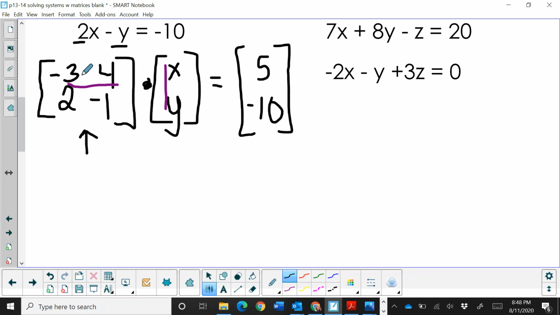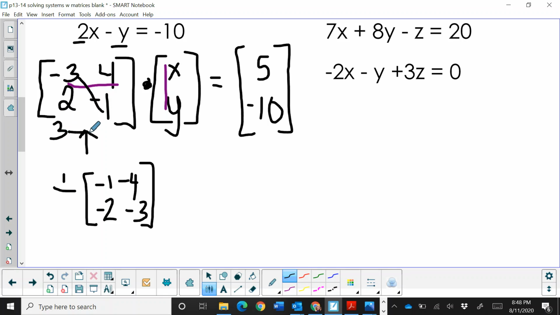So we can find the inverse of a 2 by 2 pretty quickly. Remember, we flip-flop A and D, and we change the signs of B and C. So we can move the -1 to here, the -3 to here, change the sign to -4 and -2. Now, we don't ever want to forget to multiply through by 1 over the determinant. So let's calculate the determinant. This is going to be 3 minus 8, so that's -5.